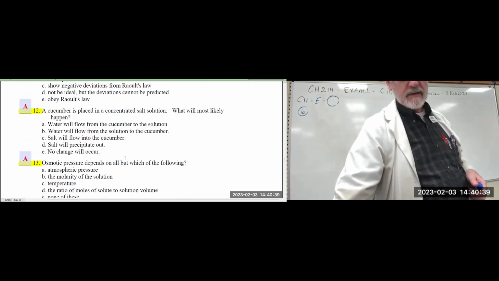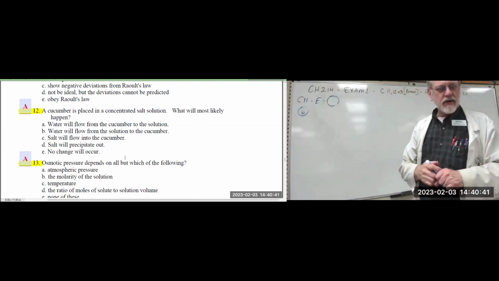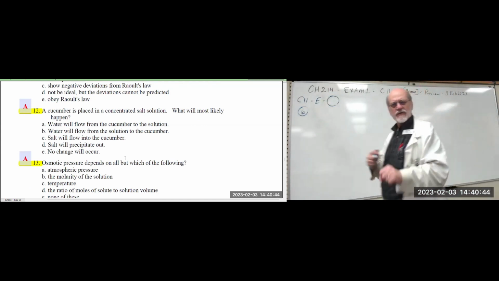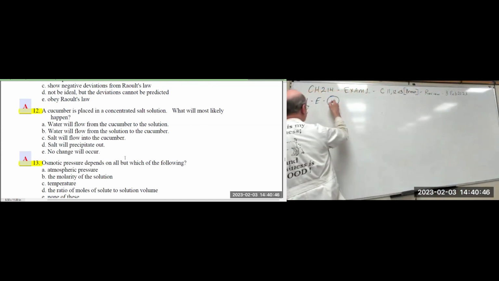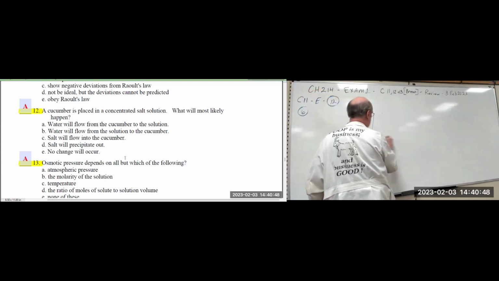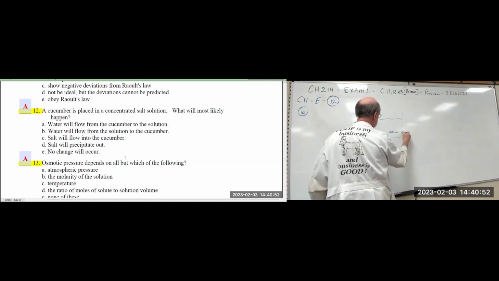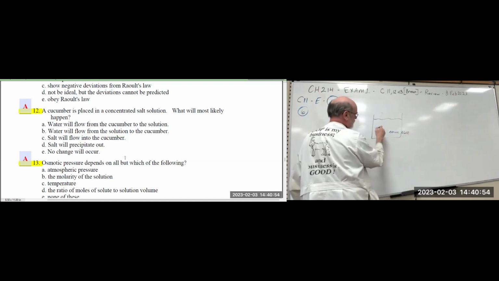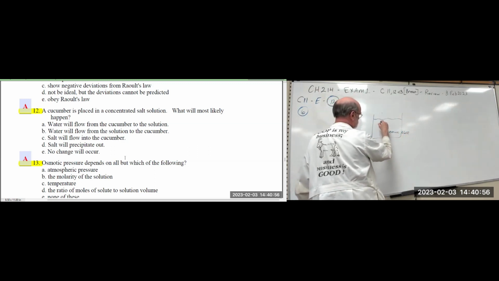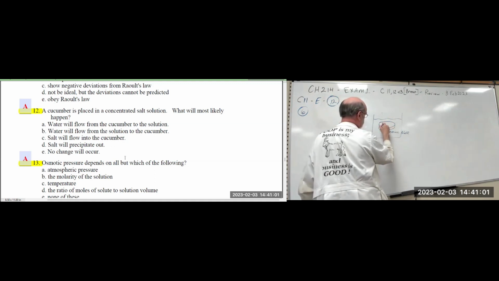All right, 12. Cucumber is placed in a concentrated salt solution. So we got a concentrated salt. I assume it's sodium chloride. And we got a cucumber in here with the seeds in it.